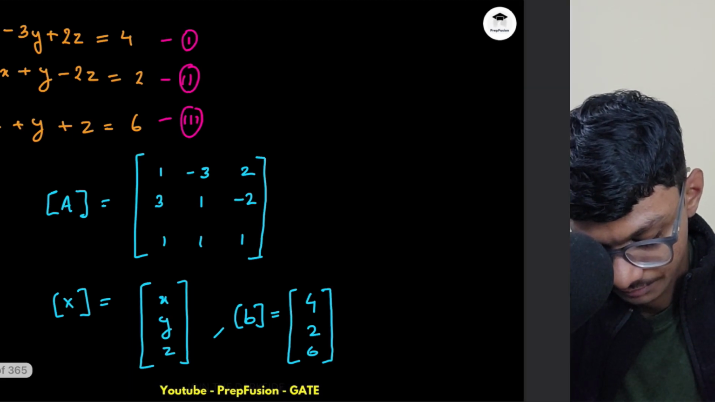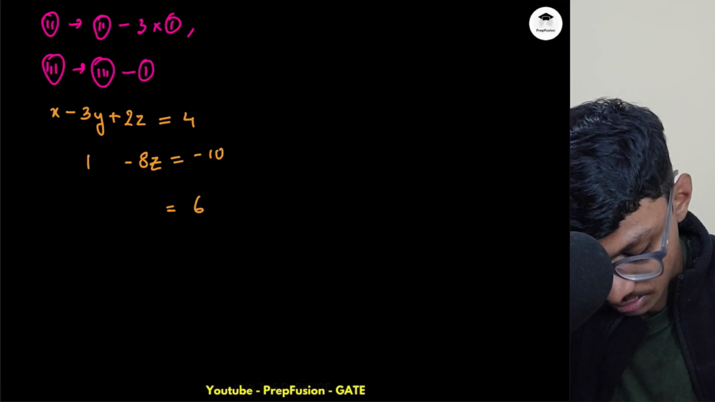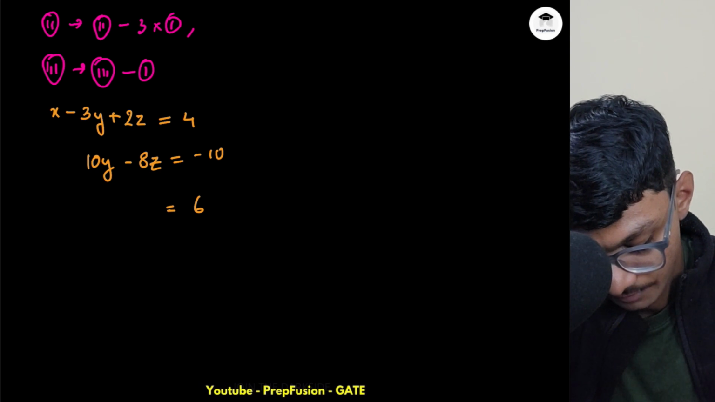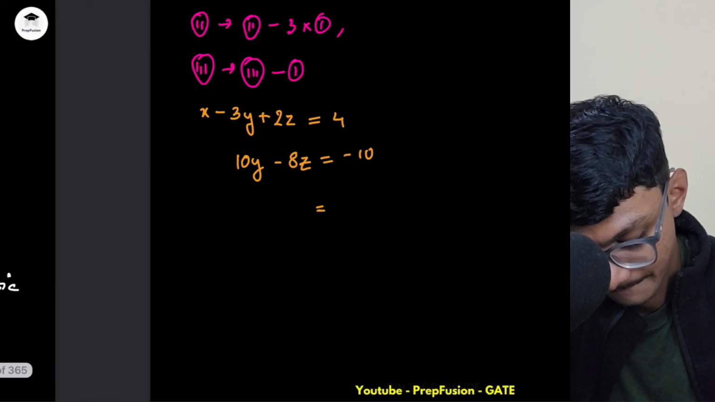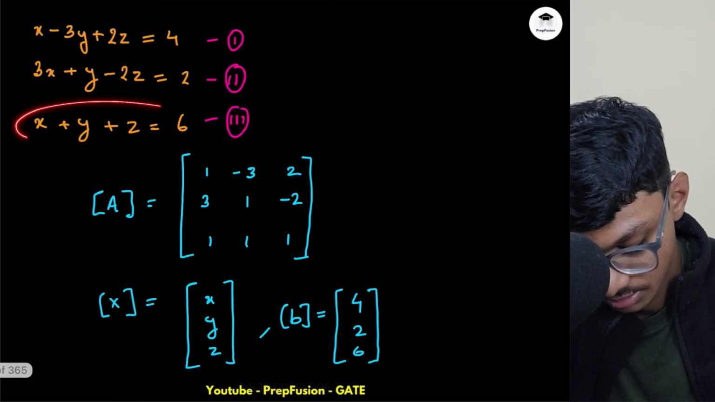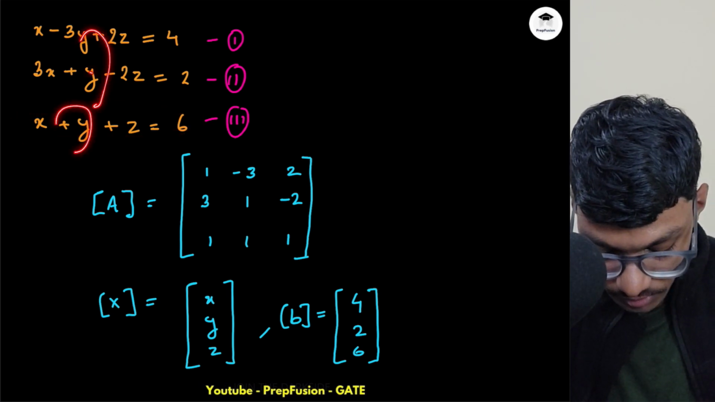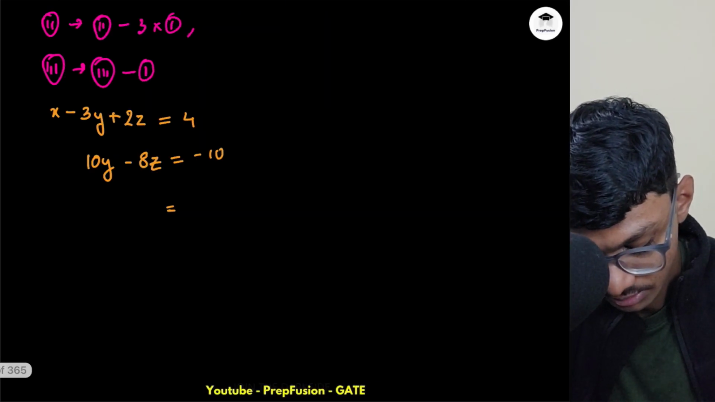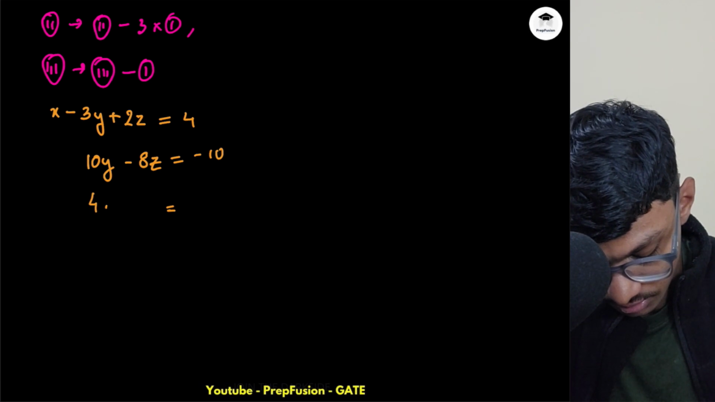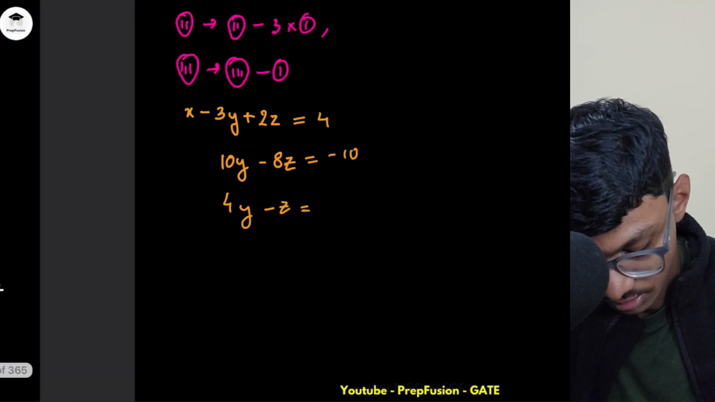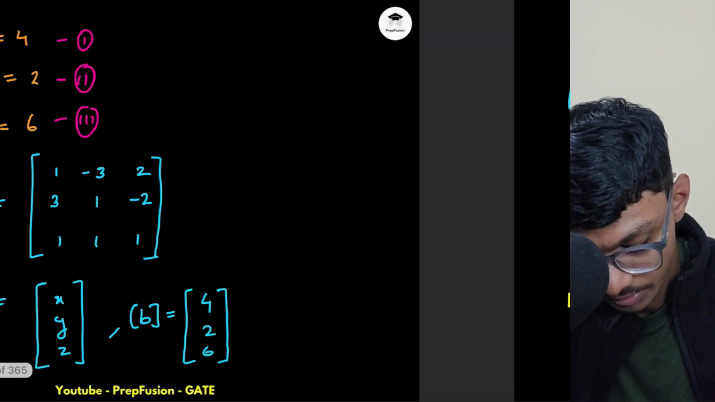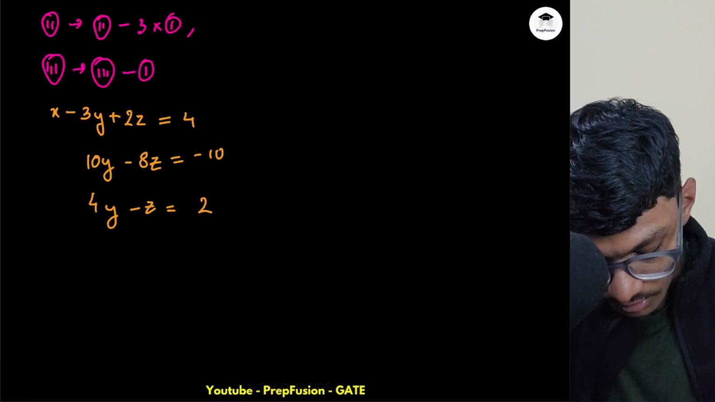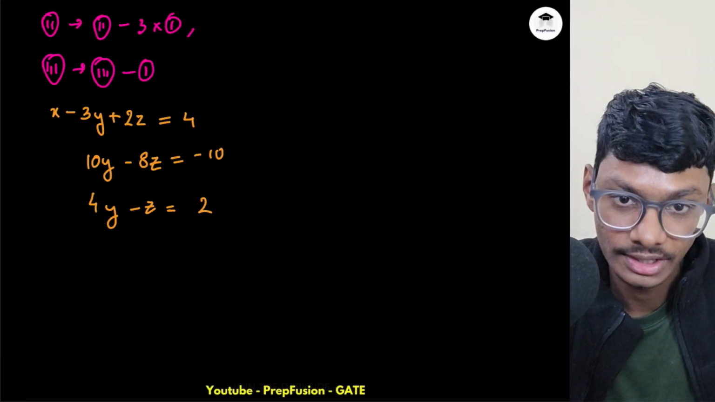Minus 8, and this is 10y. Okay, and what about this? If I subtract this, this will be 4y, this will be minus z. Okay, 4y minus z, and this will be 2 simply. This will do. And in the augmented matrix, what will happen?